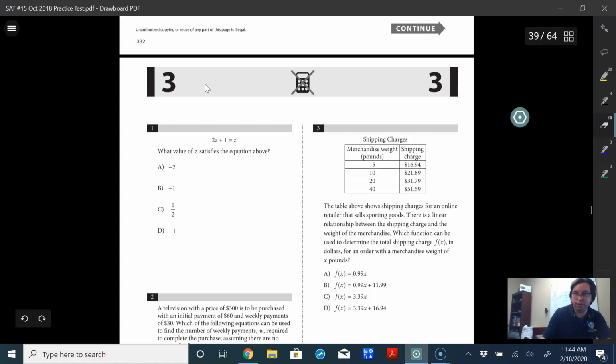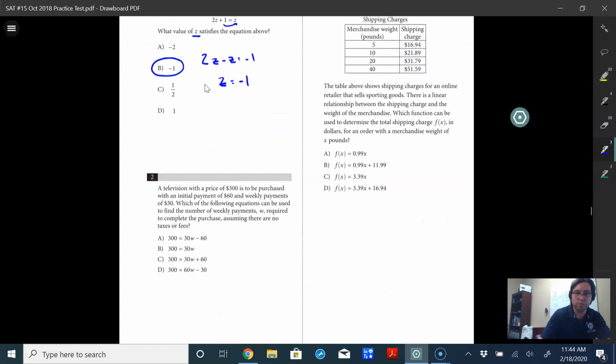Problem number 1. What we see here is a simple linear equation. We're solving for z here. So we want to move this piece over here to combine our like terms and then move this piece over here. And so now we have 2z minus z equals -1, and then you end up getting z equals -1, which gives me the answer choice of B here. So pretty straightforward and simple.